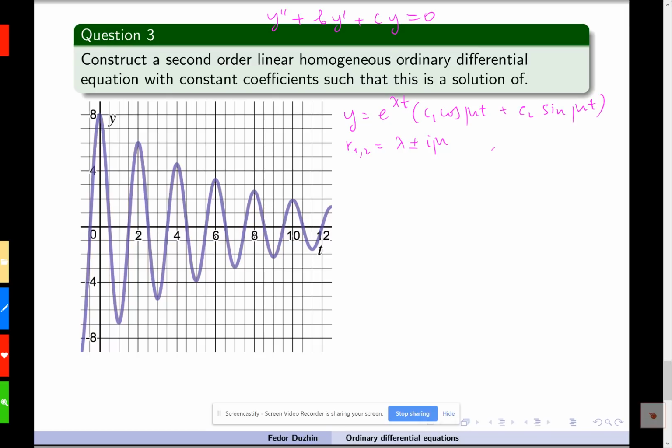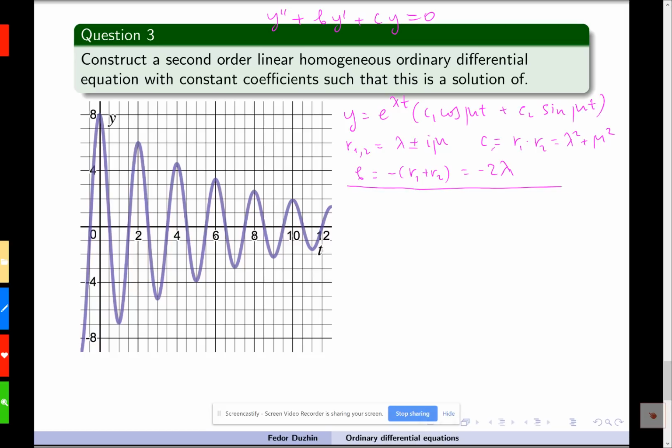Well, if we found lambda and mu, then by Viète's formula, we can find C and B. So notice that C is actually R1 times R2, which is, if you multiply lambda plus i mu times lambda minus i mu, you will get lambda square plus mu square. And B is minus R1 plus R2. And R1 plus R2 is just 2 lambda, so this is minus 2 lambda. So this is a general formula.